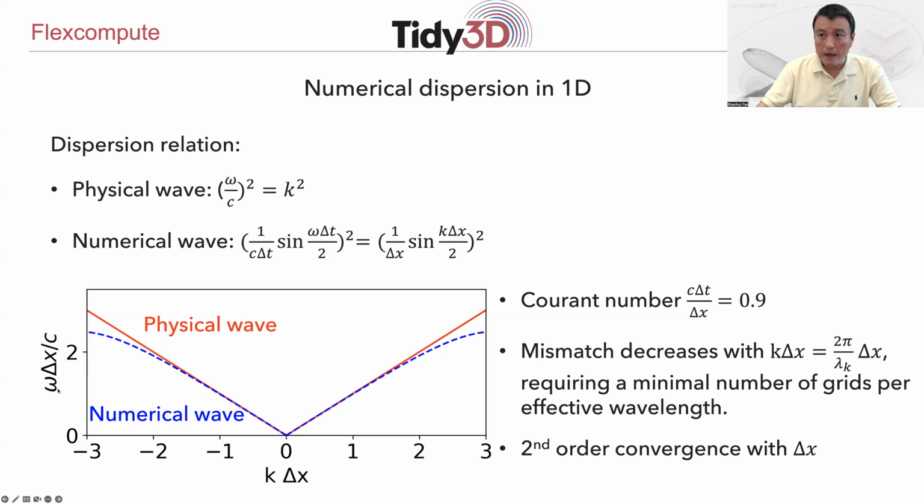On the other hand, as you increase frequency for a given discretization, or if, for a given frequency, you use a larger spatial step, then the numerical wave dispersion can deviate from the physical wave dispersion, in which case you will start to see more significant error. This issue, that the dispersion relation of the numerical system is different from the physical system, is what we refer to as numerical dispersion.